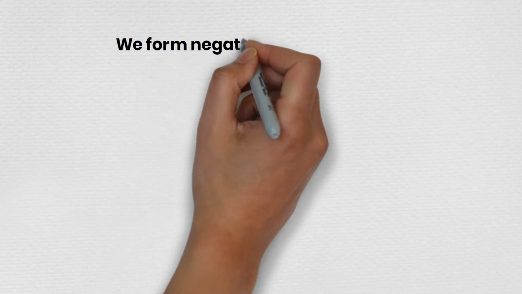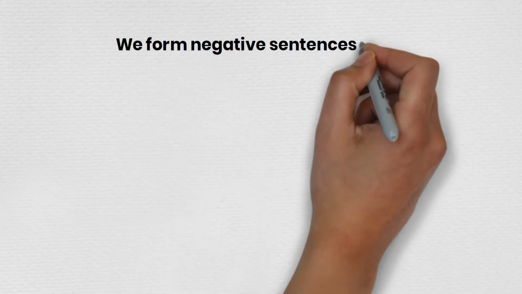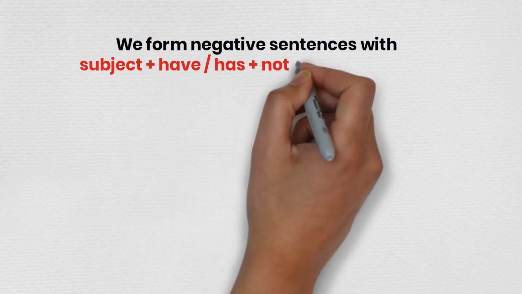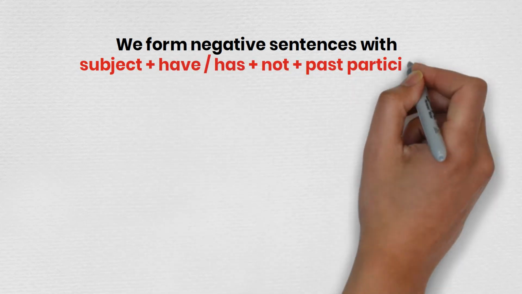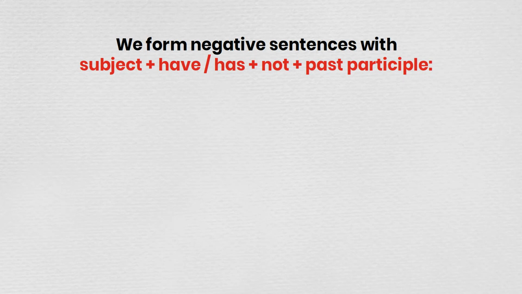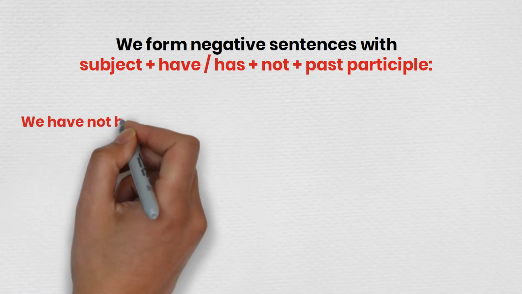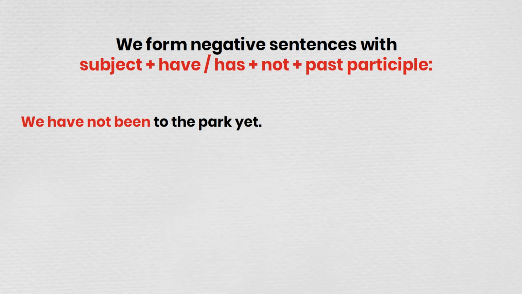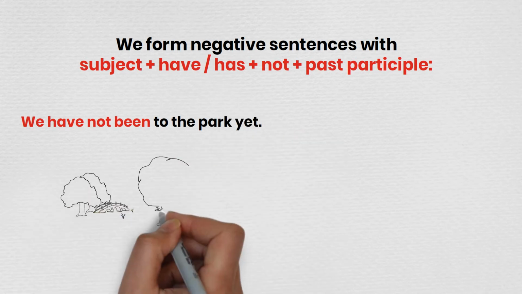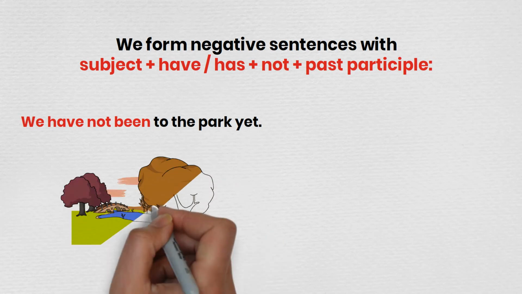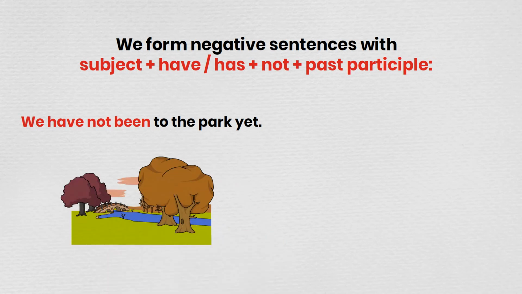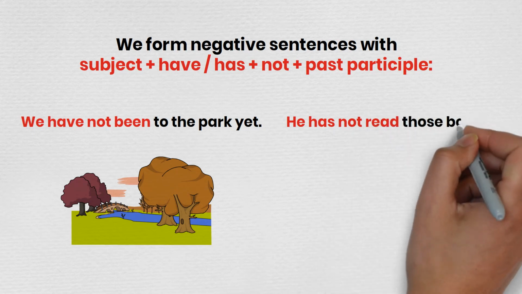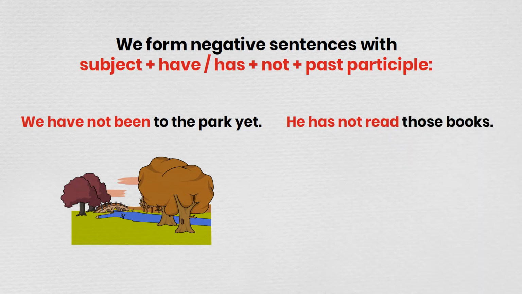We form negative sentences with a subject plus have or has plus not plus past participle. We have not been to the park yet. He has not read those books.